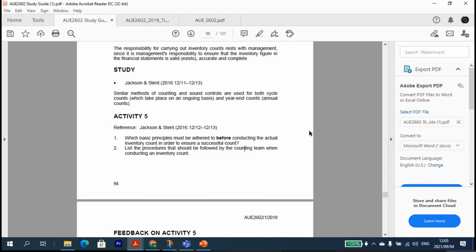I'm happy with that. And if we look at number 2, they say that you must list procedures that should be followed by the counting team when conducting an inventory count. So tell me, what are the procedures that you follow when you are performing an inventory count? They must have an inventory tag, like put a tag on your items to identify it before they count, and inventory adjustment forms. They must have those as well, if they need to adjust according to the stock count that they have.